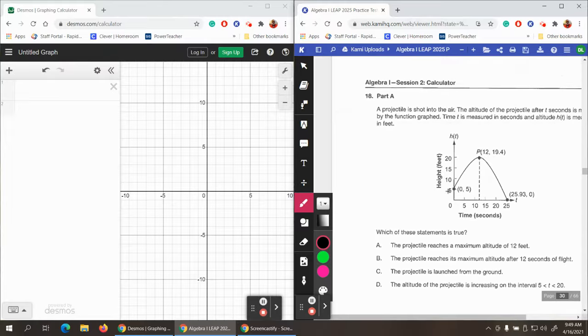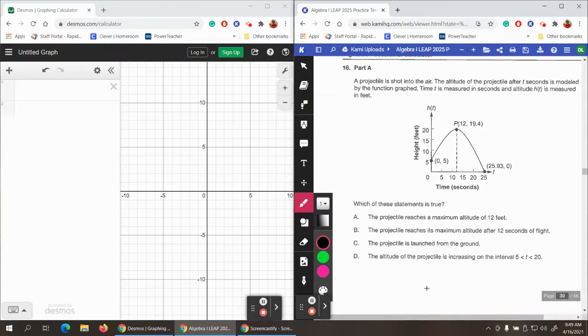All right, number 18. It says we have a projectile shot in the air. Time is t, right? Altitude is h(t). Which of these statements is true? The maximum is 12 feet. So let's go to 12 feet. 12 feet, give or take, is about right there. Is that the maximum that it goes? No, it goes above that, right? So it's not A.